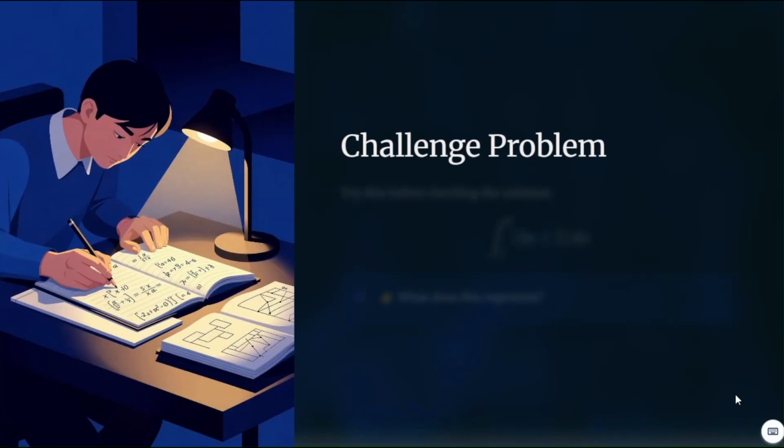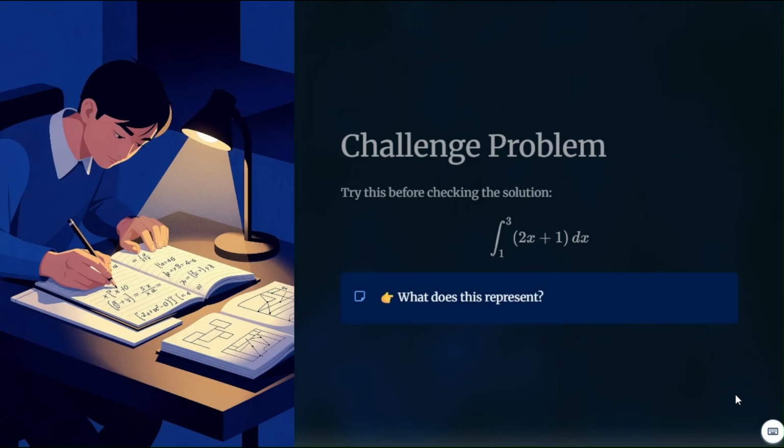Here's your challenge for today. Evaluate the integral from 1 to 3 of 2x plus 1 dx. Think about it. What does this represent? It represents area.